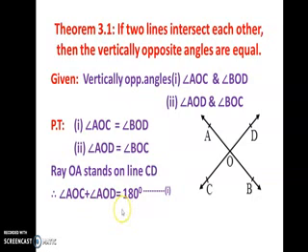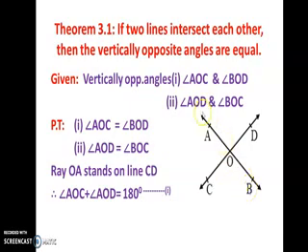Okay. Now, again, consider this AB as a straight line, then OD is a ray which stands on the straight line AB, isn't it? Now you apply the linear pair axiom. What does it become? Angle AOD plus angle BOD is equal to 180 degree.